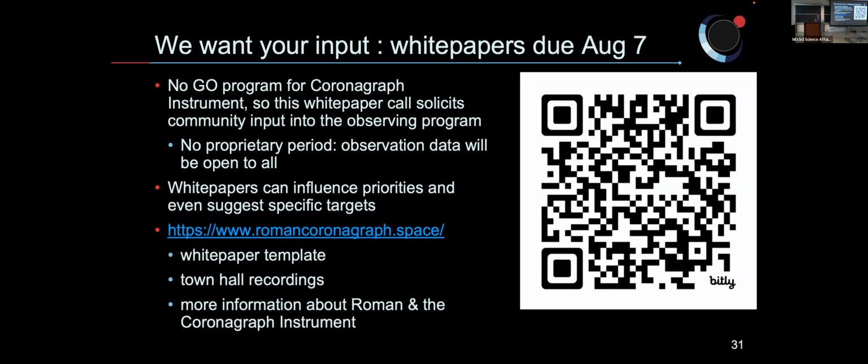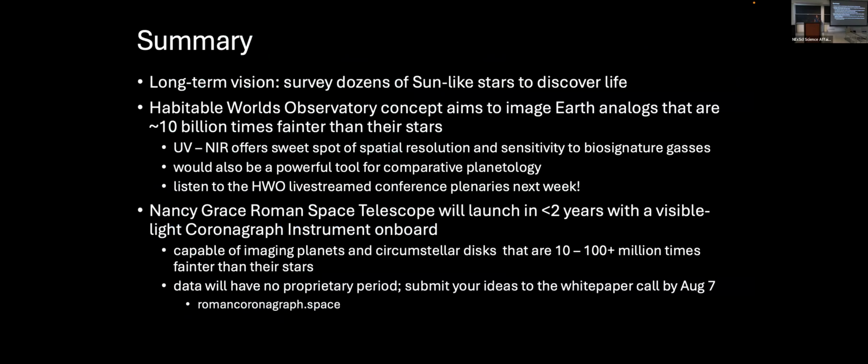We want this to be pretty low-hanging fruit. So it's like 1 page of science justification, 1 page of an observation description, due on August 7th. And we want to hear from anybody and everybody. You can send us your qualitative ideas. You could send us what's your favorite target that you really want us to observe. We want to hear from you. So I hope you'll take a look at the white paper call or at romanchronograph.space, and hope to hear from you.